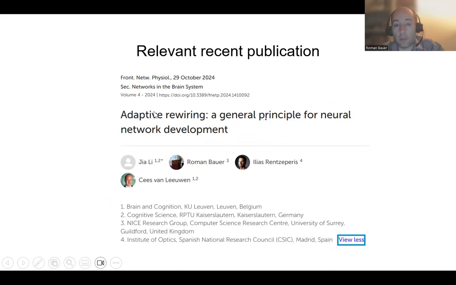Here there is a publication that we recently had where we present adaptive rewiring, which is a modeling approach or principle for neural network development. So people who are interested in this kind of approaches are encouraged to have a look at this recent paper where we give an overview of this adaptive rewiring, which is very relevant in this context.